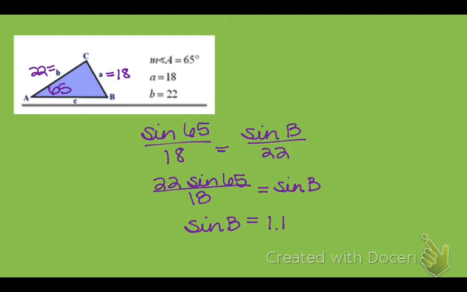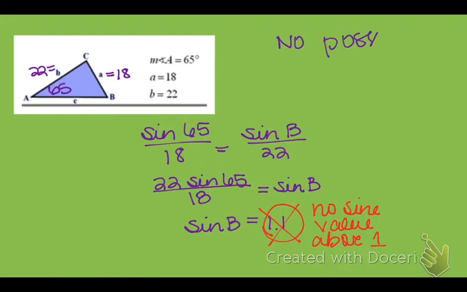Now, if you put that into your calculator, it is going to yell at you and tell you that there's a problem with that. The reason that you should be able to see that there's a problem with that is that we know on our sine graph we can never have a sine value above 1. And so your calculator can't solve for that. You're not going to be able to solve for that. So our answer for this scenario is that there is no possible solution.